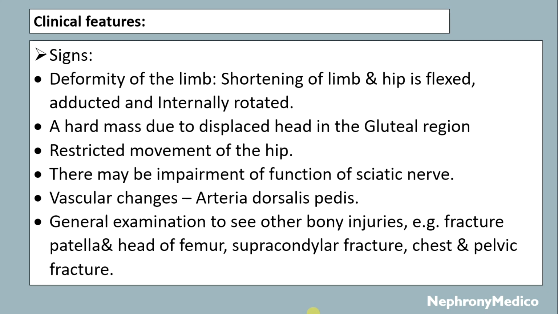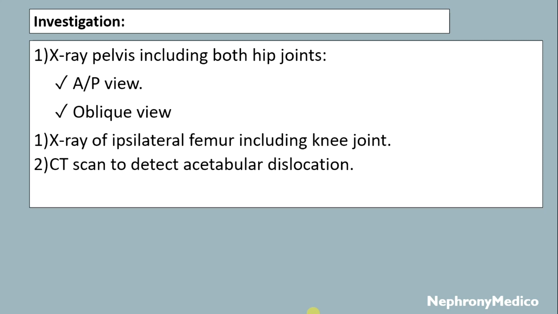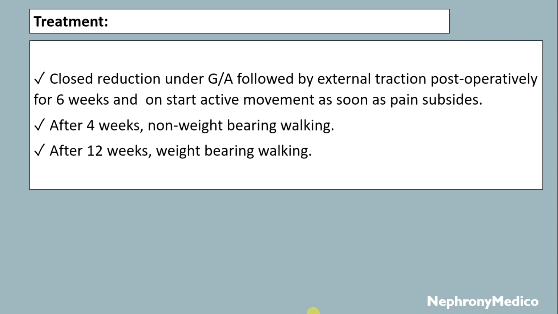General examination to see any other bony injuries like fracture of the patella and head of the femur, supracondylar fracture, chest and pelvic fracture can be done. Investigation includes X-ray of the pelvis including both hip joints in anterior-posterior view and oblique view, X-ray of ipsilateral femur including knee joint, and CT scan to detect acetabular dislocation.